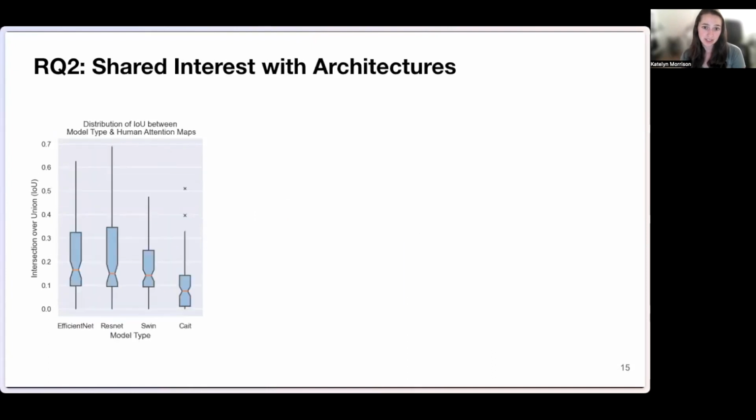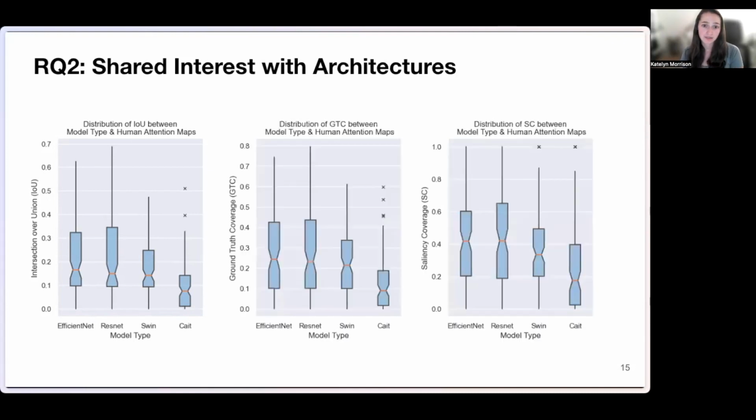If we look at architecture and ignore that there are different saliency map techniques, which means we include the intersection over union for both techniques for each model, then we can see that generally the CNNs are more aligned with human perception than the attention-based architectures. However, the class attention in image transformers model is the only model that was statistically significantly different from the other three models. The Swin Transformer was not significantly different from the CNNs. This trend holds for the other two metrics, the ground truth coverage and the saliency coverage.